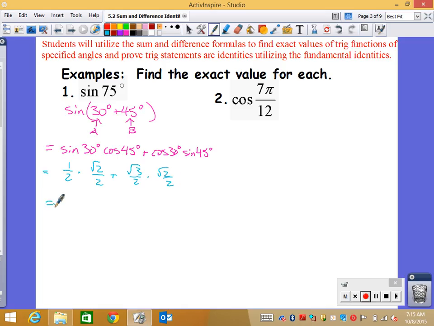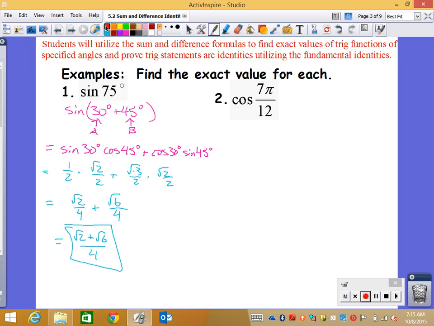Now I'm going to multiply this out. Remember, when I multiply fractions, I multiply numerators and multiply denominators. This is root 2 over 4 plus root 3 times root 2, well, that's root 6 over 4. And lastly, put them into one fraction. I've got to make it as simple as possible: root 2 plus root 6, all over 4. That's my answer. That's as simple as it gets.